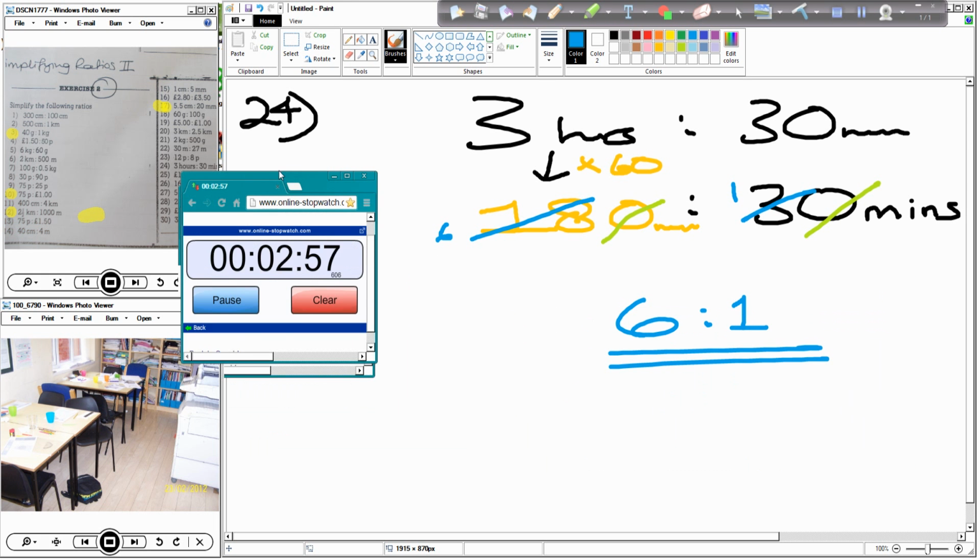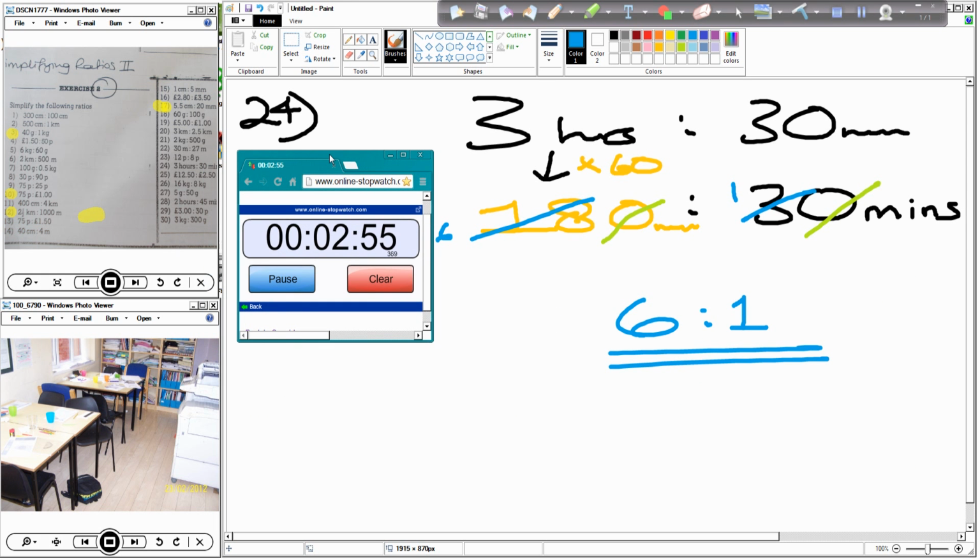And here's your little timer. It shouldn't take you 3 minutes. Loads of time. Okay, let me close it.